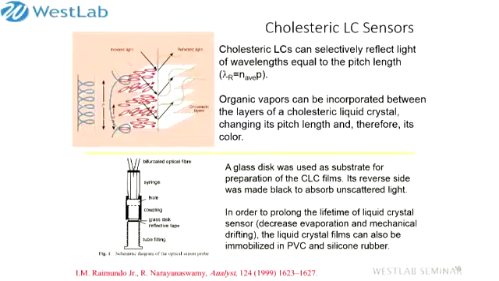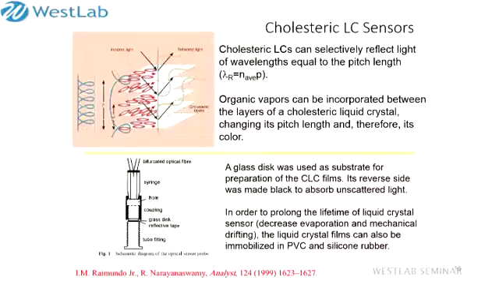Cholesteric liquid crystals. Cholesteric liquid crystals selectively reflect light of wavelength equal to the pitch length: lambda_R equals the average refractive index multiplied by the pitch length. Organic vapors can be incorporated between the layers of the cholesteric liquid crystal, changing its pitch length and therefore its color.